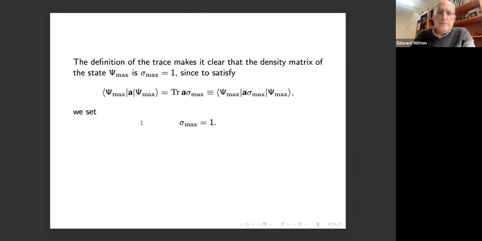Well, why is that? By definition, the density matrix should be an operator sigma max with the property that the expectation value of A in the state psi max should be the trace of A times sigma max. But the definition of the trace of A times sigma max is that it's the expectation value of A times sigma max in the state psi max. So to find the density matrix sigma max, we must find the operator sigma max such that this quantity on the right-hand side is equal to this quantity on the left-hand side. And as you can see, the answer is that sigma max should be 1. So the state psi max has a density matrix of 1.